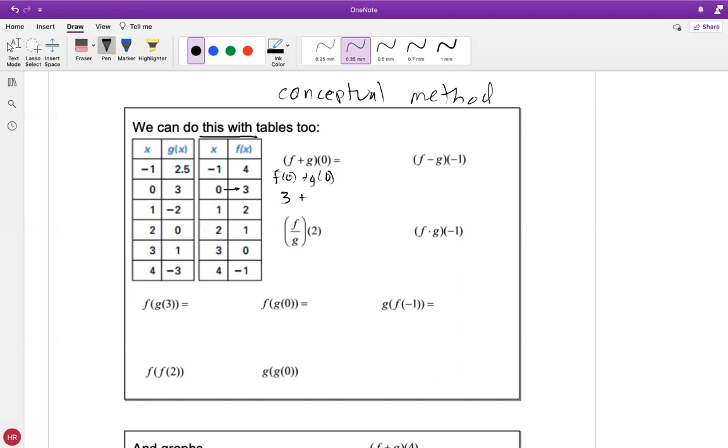So remember, the number inside here is the x value. So I go to where x is 0, and then I find that f of x is 3 when x is 0. I do the same thing with g. G of 0, I go to where x is 0 on the g table. Then I go across and I see that g of 0 is also equal to 3, conveniently. So f of 0 plus g of 0 is 3 plus 3, which is 6.